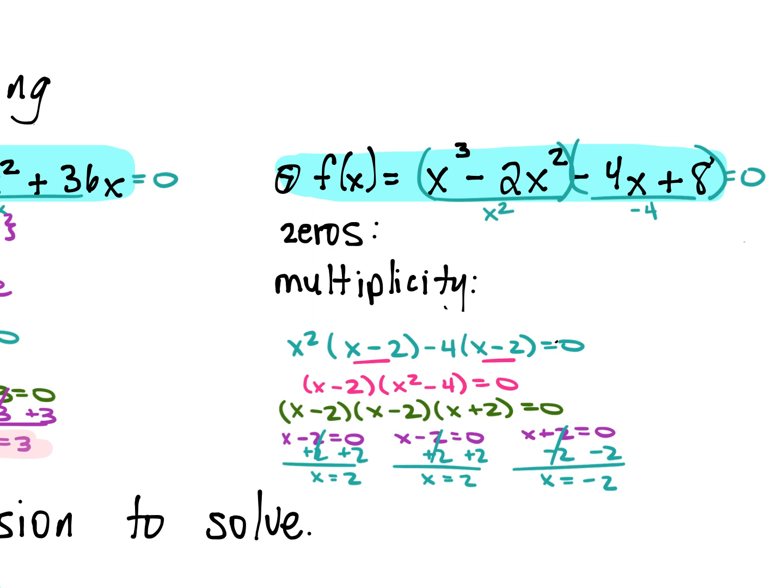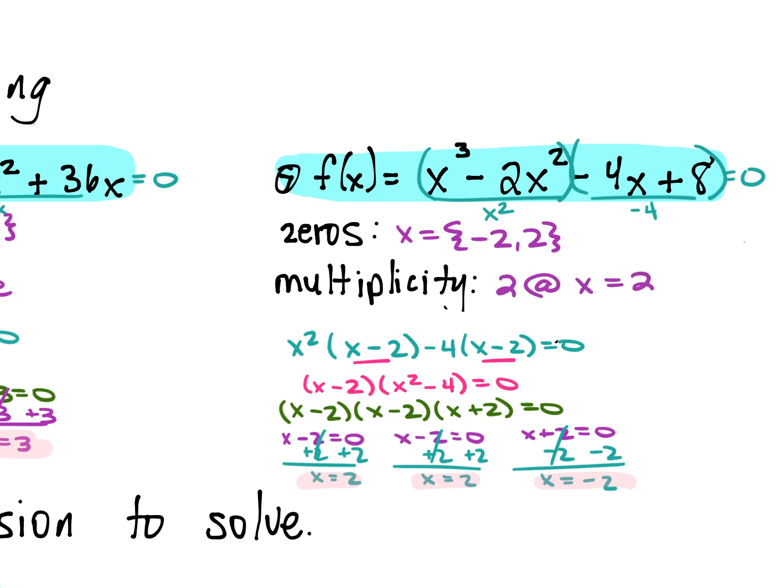So if you want to just give me x is equal to 2, x is equal to 2, x is equal to negative 2, that is fine. If you would rather give the zeros as x is equal to the set of numbers negative 2 and 2, you can do that as well. For this one, because that x is equal to 2 twice, you have a multiplicity of 2 at x is equal to 2.